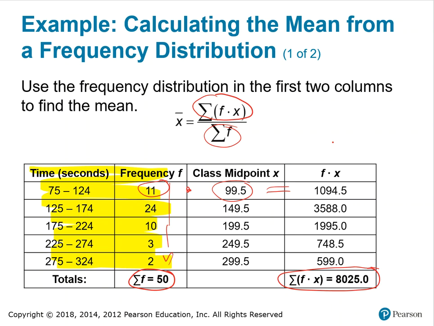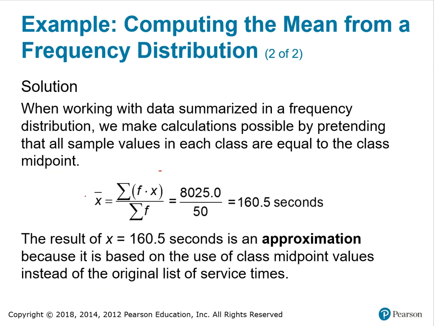Adding those together is going to be the numerator in my formula. So to find the mean from a frequency distribution, using my formula and a table to organize my information, I find that 8,025 divided by 50 is going to give me 160.5 seconds. That is the mean. It's an approximation of the number of seconds of wait time, I think, that this table of information was representing, the wait times in a drive-through service.